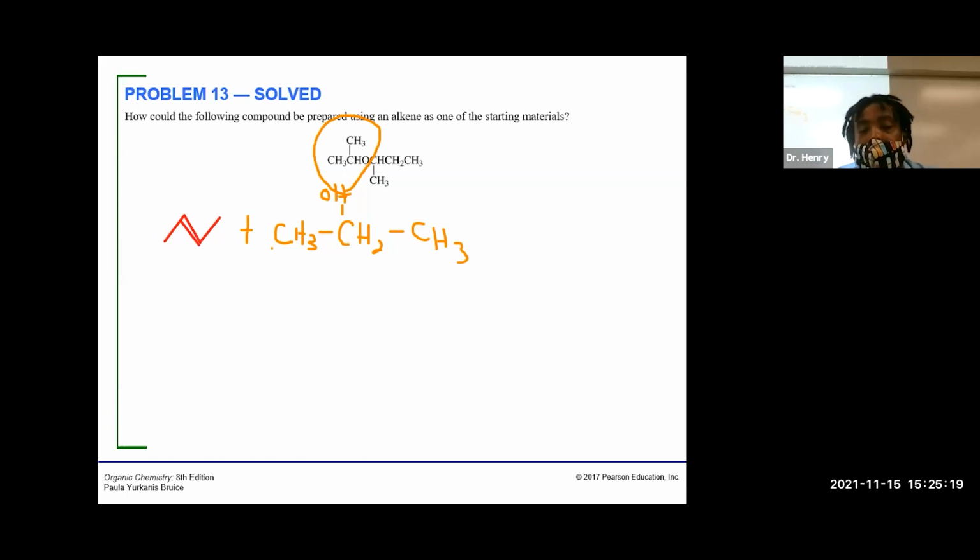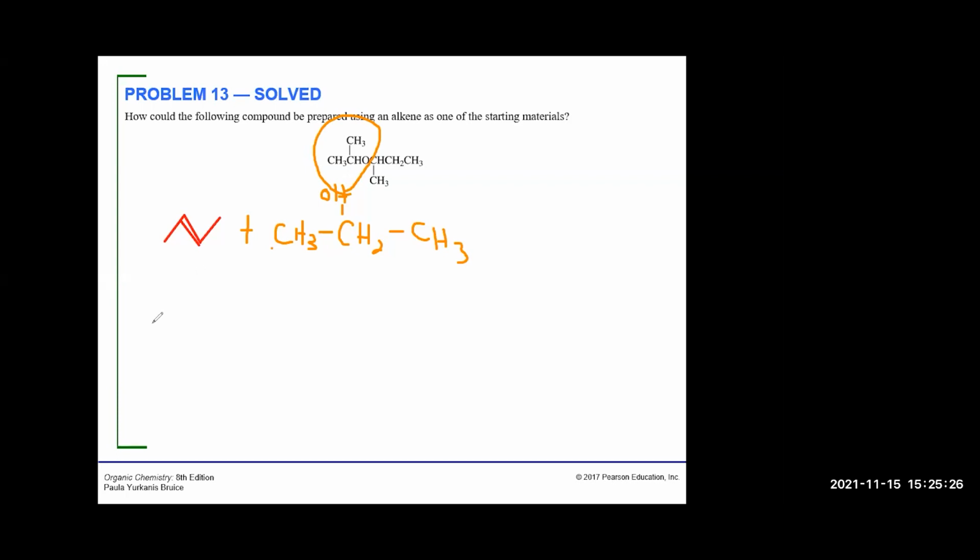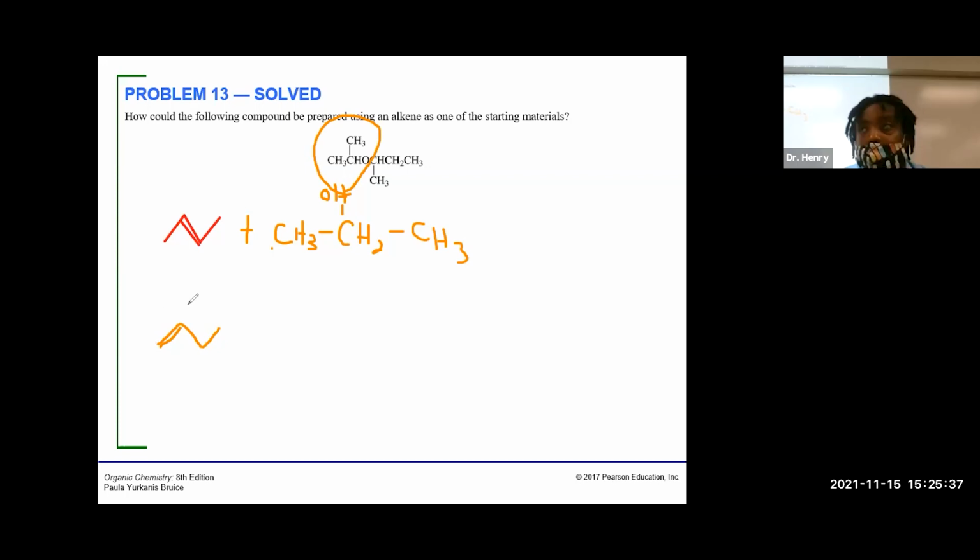So this guy is 2 butene. Is there another one that can give me what I want? 1 butene. Because remember, I have the option of putting it here and I have the option of putting it there. That's also going to give me what I want, right? Okay. So, and that will also work with the same isopropanol, right?